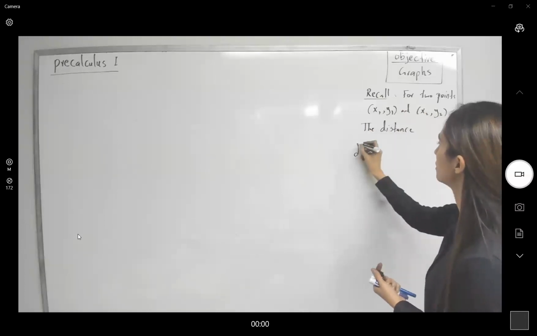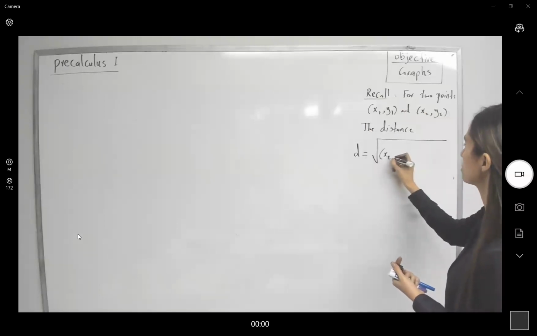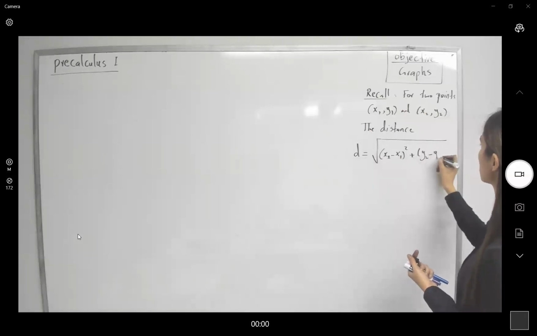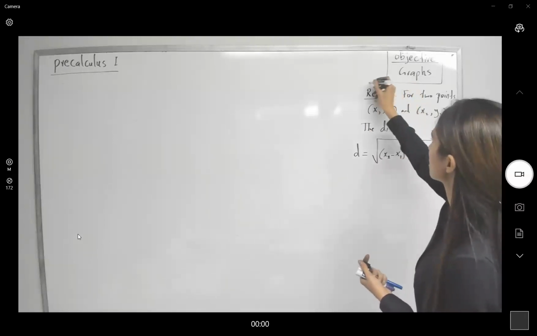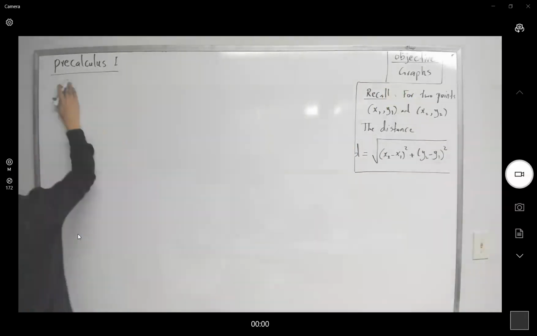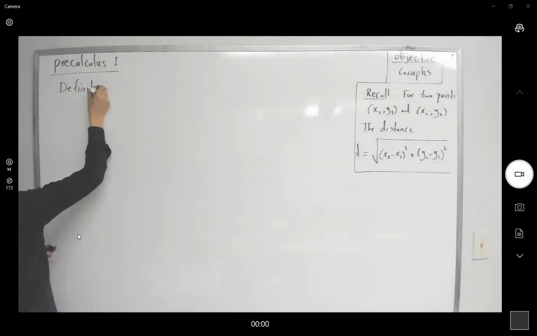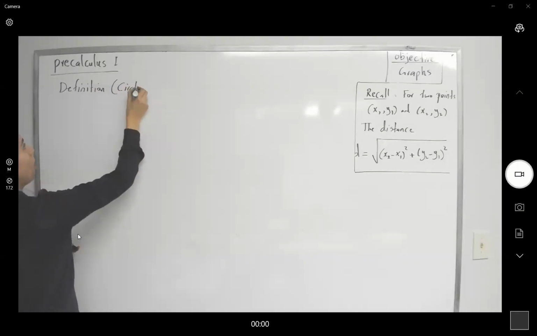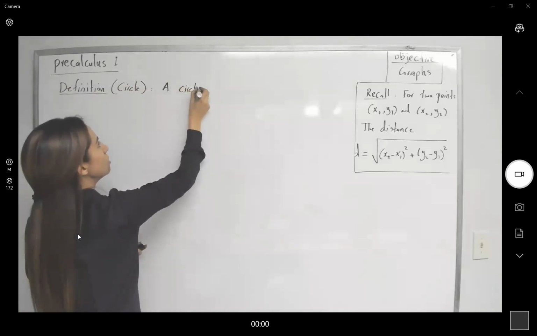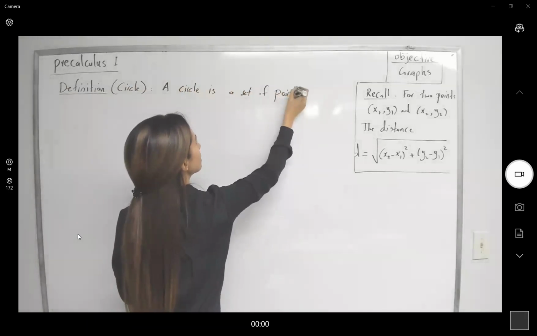So the distance d is equal to the square root of x1 minus x2, or x2 minus x1, squared plus y2 minus y1 squared. This is the definition of distance that we discussed before. Now, what is a circle? Definition of a circle. A circle is a set of points. So what's the meaning of that?